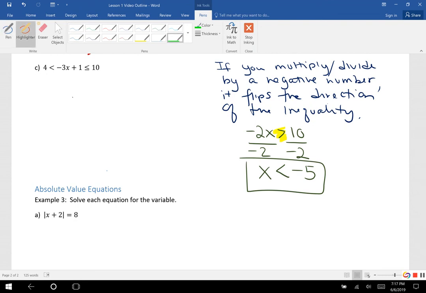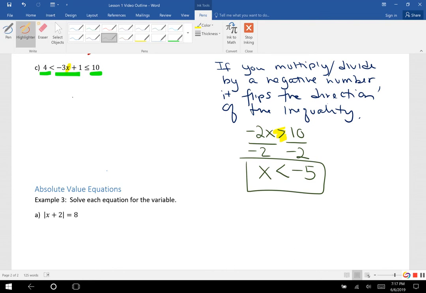Now we can also have what we call three-part inequalities, and that's what I have in example C. There's 1, 2, 3 pieces to that inequality. The process is the same. We want the x by itself. Now the difference is whatever we do to one part, we have to do to all three parts.